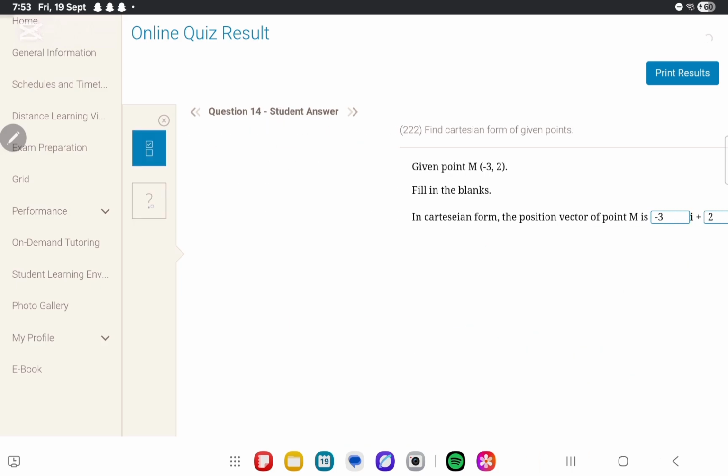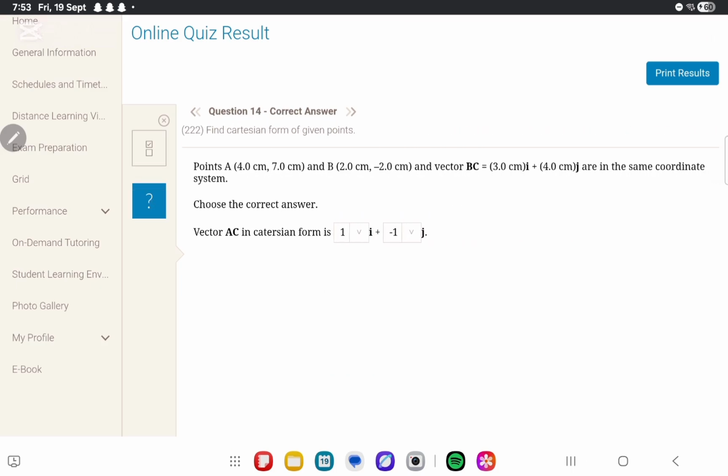Okay, question 14. Points A and B are these two, and vector BC is this, in the same coordinate system. They want to find vector AC. Okay, now, if you think about it, vector AC is vector AB plus vector BC.